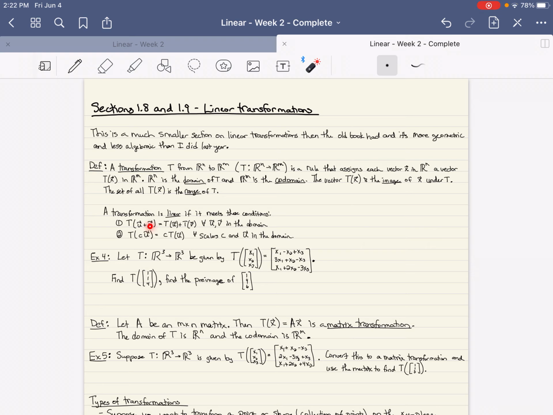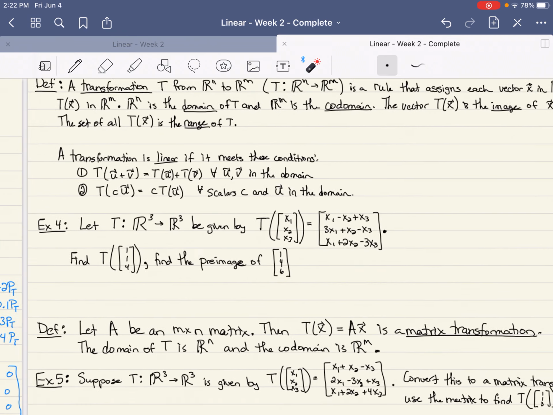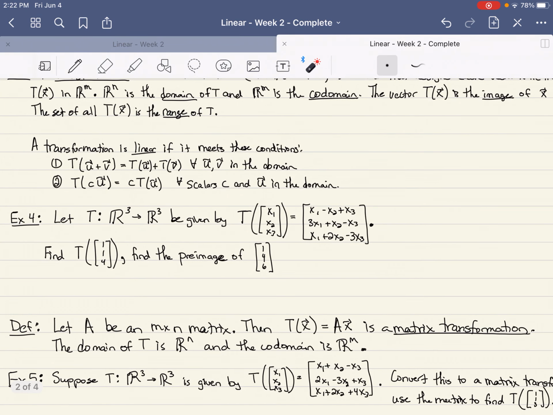So if you have a sum of vectors inside, then you can break it apart into the transformation. So the transformation of the sum is the sum of the transformations. That's the fancy way of putting that. And then down here, if you have a constant times a vector, you can pull that constant out and just do the constant times the transformation of the vector. So down here I have a nice little process.